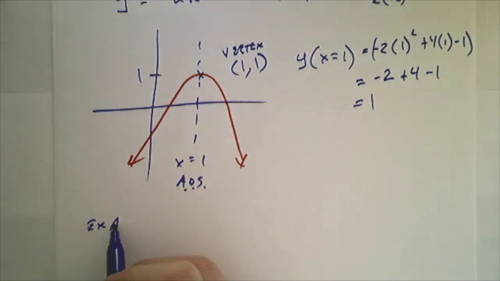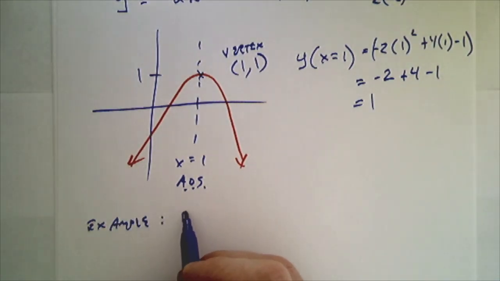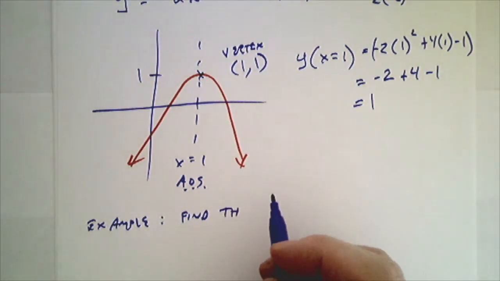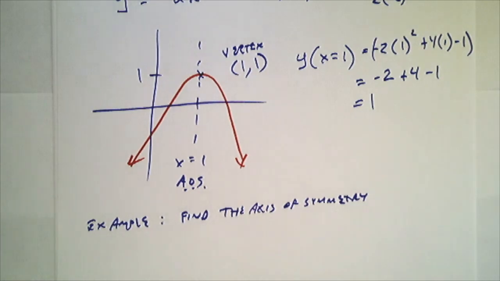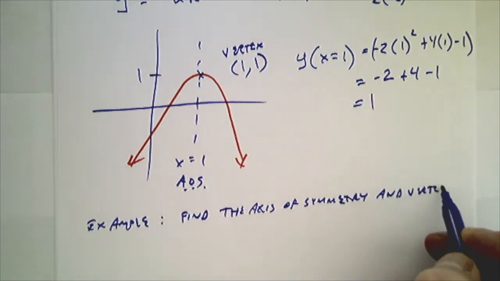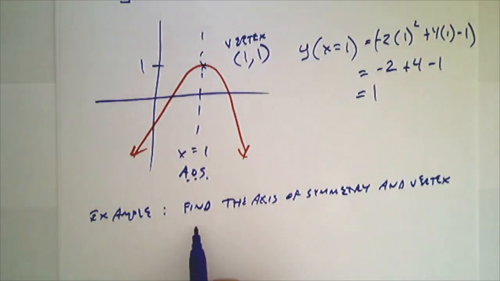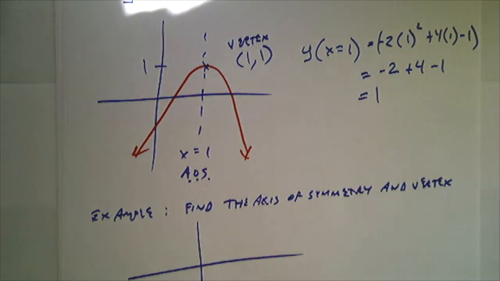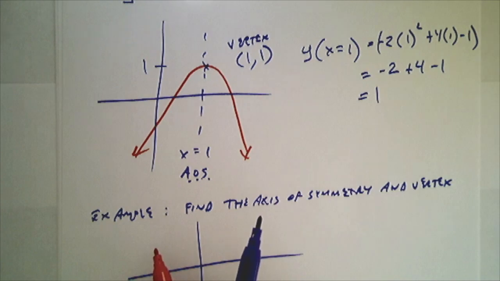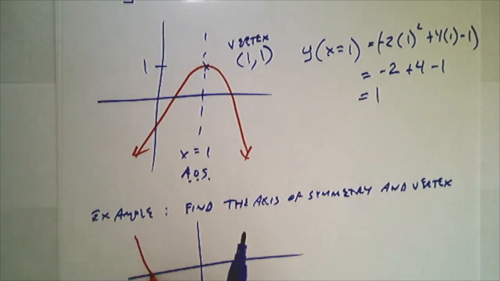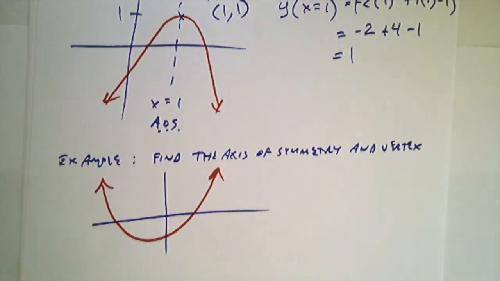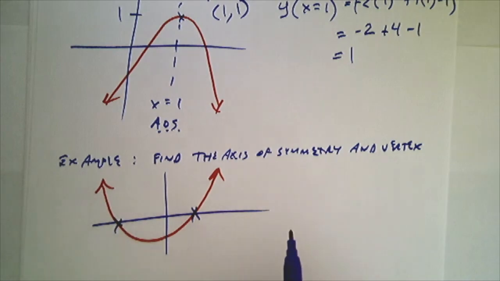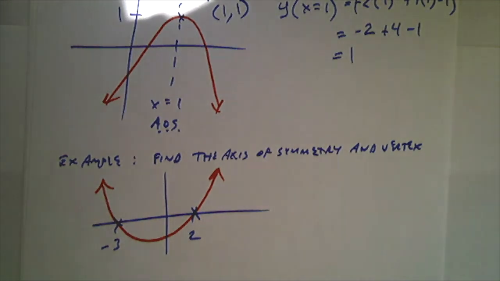So let's try one for an example. Let's try this on your own here. Example: find the axis of symmetry and vertex. And here's what we've got. I'll draw a picture here of what we've got. So find the axis of symmetry and vertex for this. You'll need to know some critical points. Let's make this -3. Let's make this 2. Okay, pause the video.